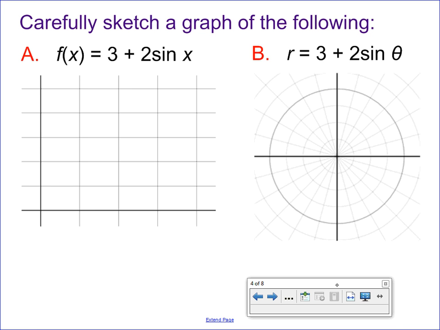Let's go ahead and reconnect with our function in the xy coordinate plane and how we can use that to sketch a graph of the polar equation in the polar plane. So here we go. Consider our original function f of x given by 3 plus 2 sine of x. And this is a new one. We can go ahead and specify our scale. On the x-axis, I'll go ahead and do a complete cycle, pi over 2.